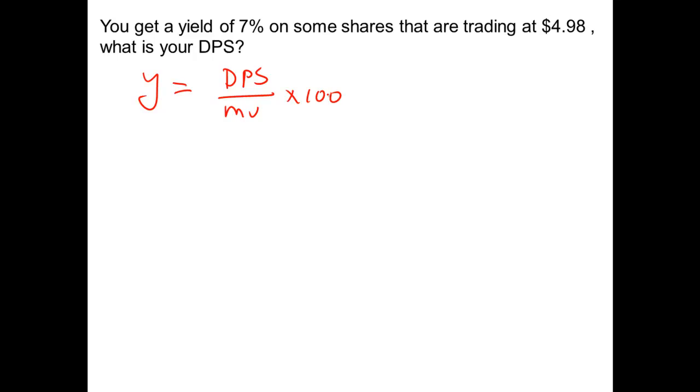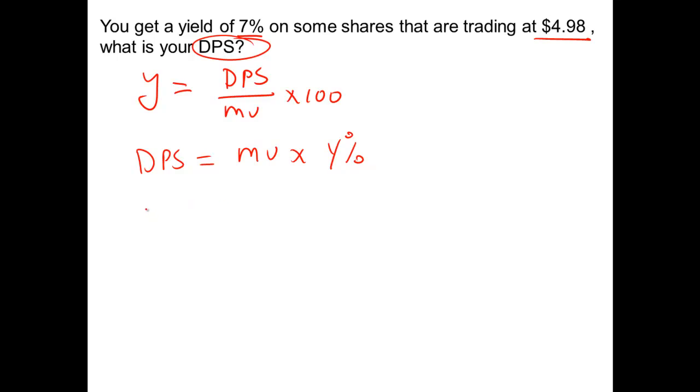So what we want to do is rearrange it. If we've got our market value and our yield, we're trying to find this. So our dividend per share is going to equal your market value times the yield. Now this yield will be as a percentage. Okay, so let's have a look at the solution there.